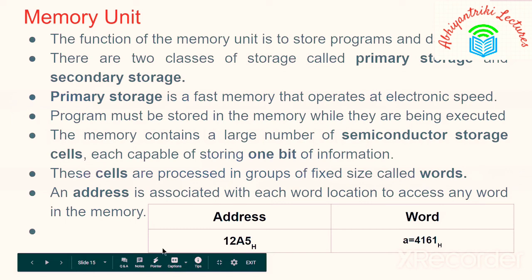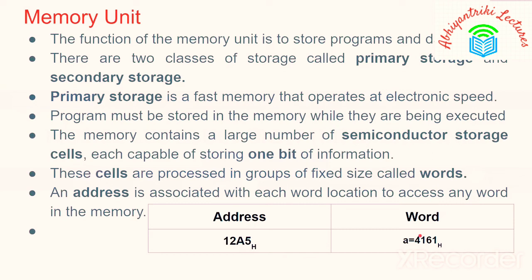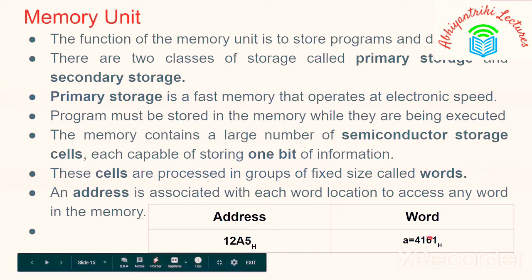The entire block is a memory block, and this is the data 6536, converted to its hexadecimal equivalent. I don't know whether it is exactly 6536; I'm just taking an example. Now, what is the address of this, 12A5H?